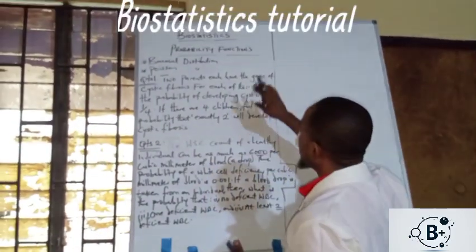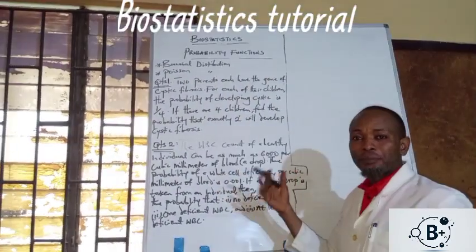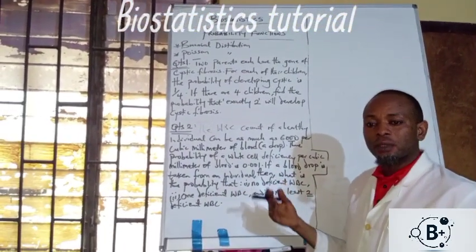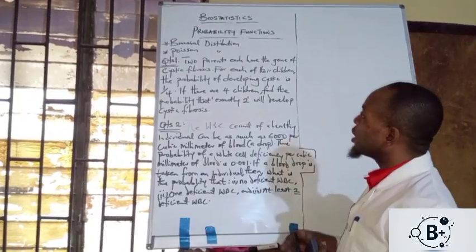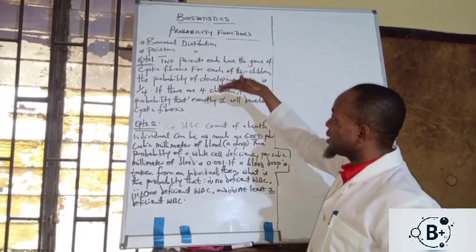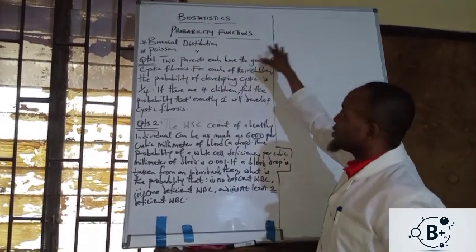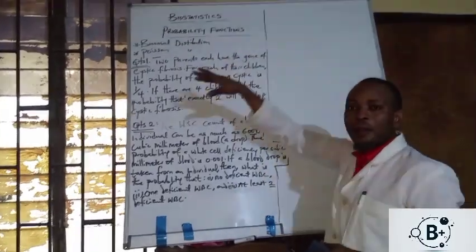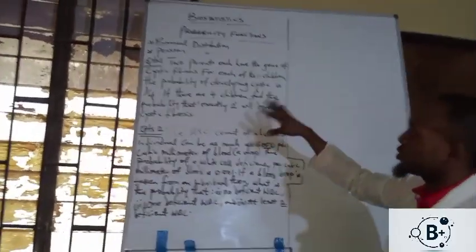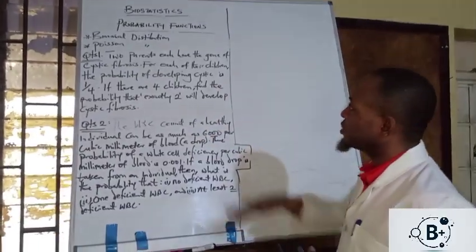In biostatistics for biomedical students and biochemistry student researchers, at advanced or maybe grad level, you are going to encounter questions under probability functions like binomial distribution, Poisson distribution and so on. So I have given us two typical questions under this function.